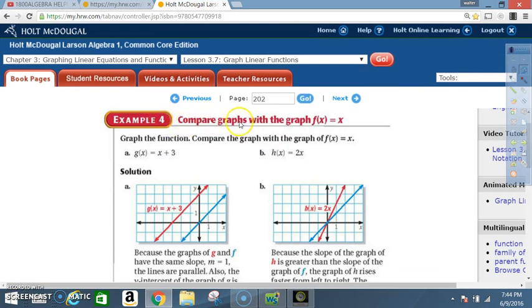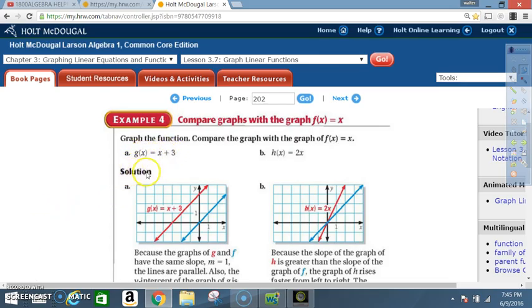Example 4. Compare graphs with the graph f of x is equal to x. In other words, compare the graph to the basic graph. Graph the function. Compare the graph with the graph of f of x is equal to x. A, g of x is equal to x plus 3.